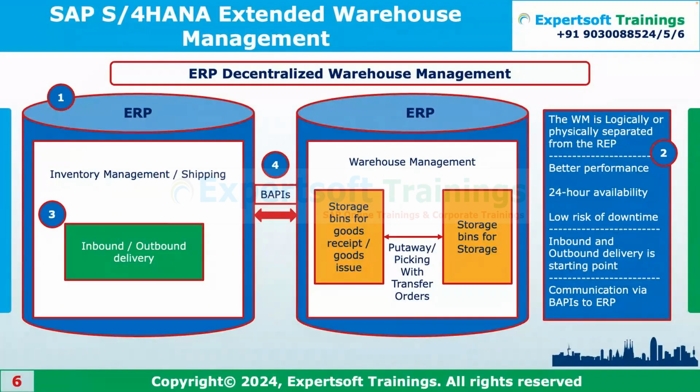Then we discussed the decentralized model. Decentralized means your warehouse management solution is in a separate client or separate box, and your mainframe ERP system is connected with a BAPI connector. This mainframe ERP system could be anything, like your ECC or S4 HANA. In an upcoming slide we'll discuss the deployment options. So why do you need a separate WM system on a separate server? Because you get better performance, 24/7 availability, and low risk of downtime. Those things we discussed in much detail in our demo session.